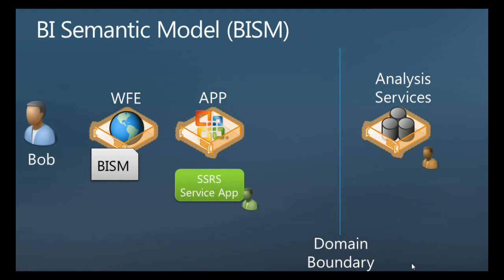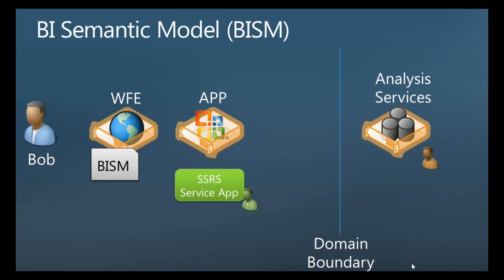So how does this work with the BI semantic model file, or BISM file for short? In our example, we have Bob. Bob is pulling up a report in a SharePoint environment. We have a web front end, and on that web front end, we have a BISM file in a document library. If you're familiar with ODC files, this is very similar in concept. We just have the connection information stored in a separate file outside of our report.